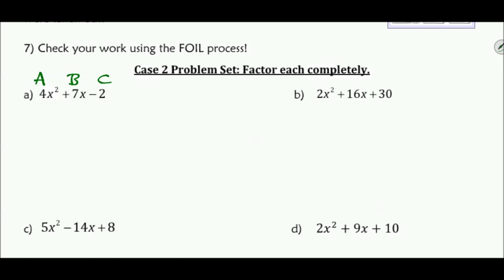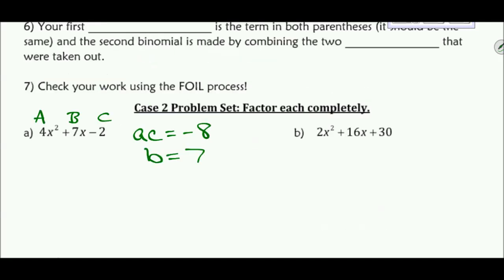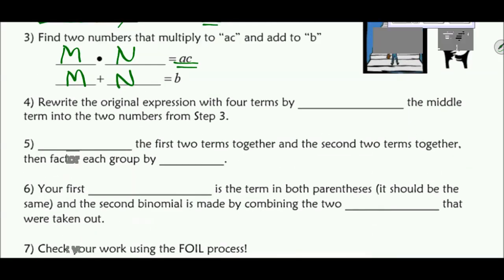My next step is multiply A and C together. What is A times C there? It's going to be -8. Make sure you include the sign. That's -8. What is the B there? It's just 7. Really, it's just that number. So I do A times C, and I just identify B. And this is kind of the same step as before.